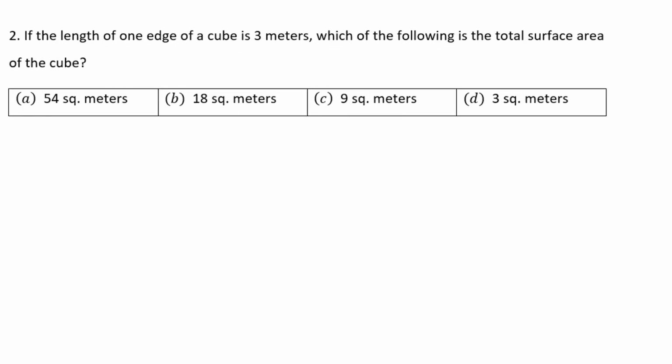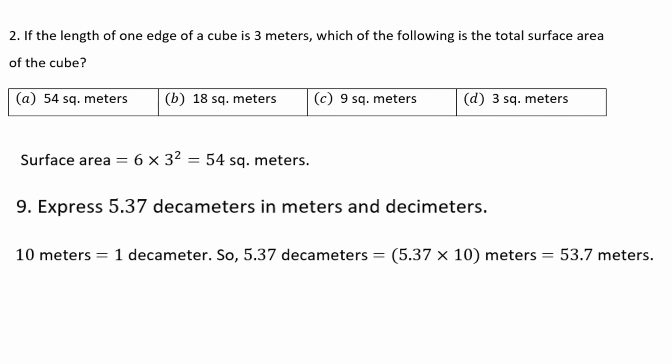So if the length of one edge of a cube is 3 meters, which of the following is the total surface area? And you all know how to find the total surface area. Let us see our next question.